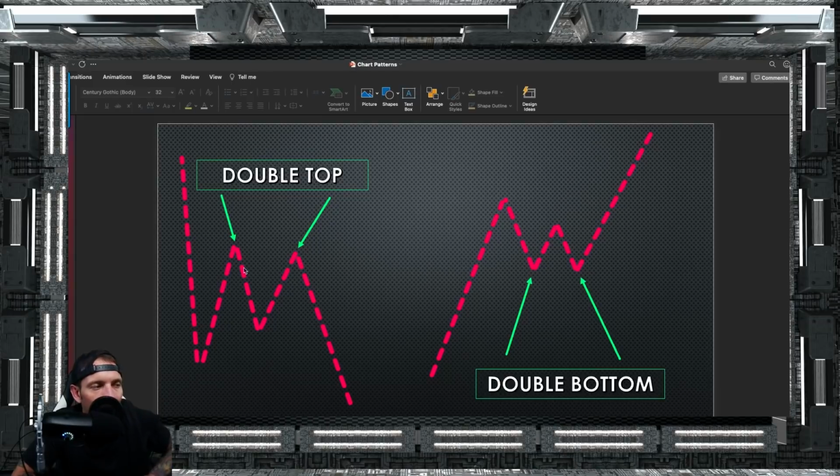When we're talking about a double top, what they are talking about is price coming up, pushing to the upside, making a high, then reversing down, coming down, finding support, pushing back up, and double topping. Double tops are one of the first indicators that price might be reversing in the opposite direction. Why is that?